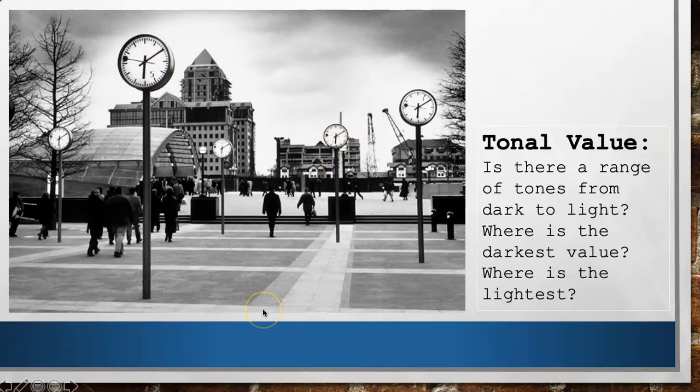So there's a variety of different tonal ranges, and then here I've got the highlights, so this makes the buildings stand out in the foreground. So tonal range is all about trying to find the subtleties in your image.